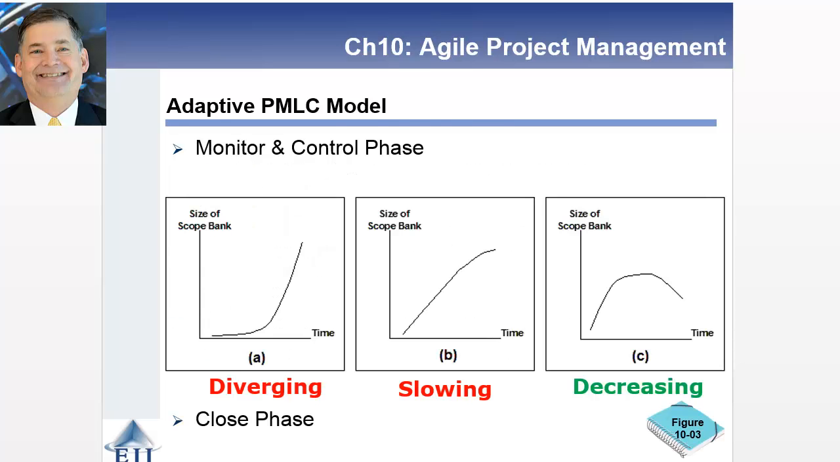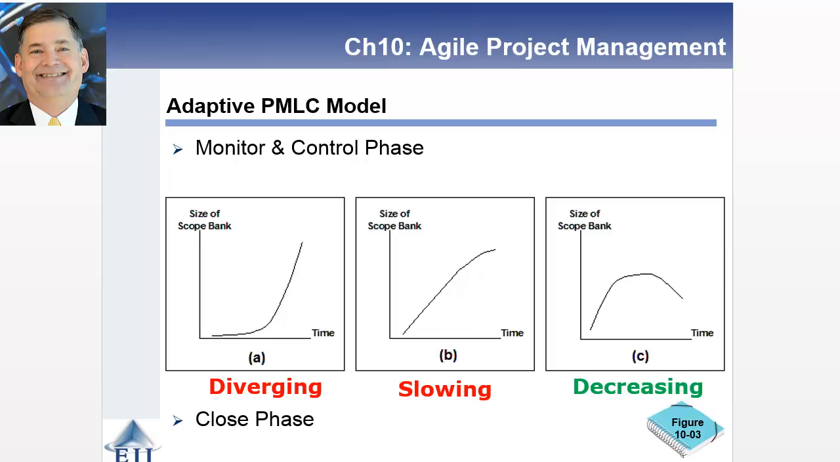And then as you move into monitoring and control, the size of the scope bank is going to become important. Okay, and remember, the scope bank is going to hold all of the functionality that you may want to add to the project, and it's kind of prioritized by the client. If you look at these 3 diagrams, in the first diagram, you have a diverging scope bank in terms of size. So the size of the scope bank started out very small. It's growing rapidly now.